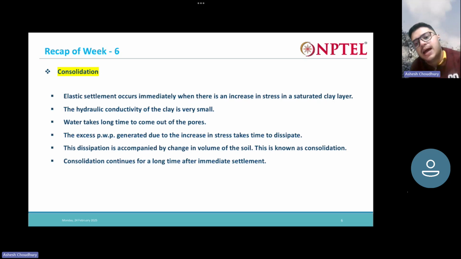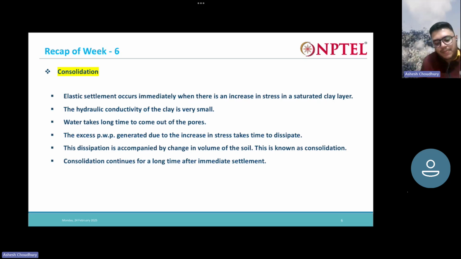As soon as we apply some load or pressure to the soil, the water will want to come out of the soil. But as you know, the hydraulic conductivity of the clay is very low. When you have a clay layer, the hydraulic conductivity is very low, right? So when you apply the load to a saturated clay layer, water slowly comes out of the soil.